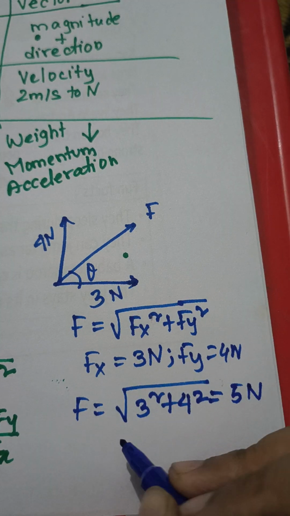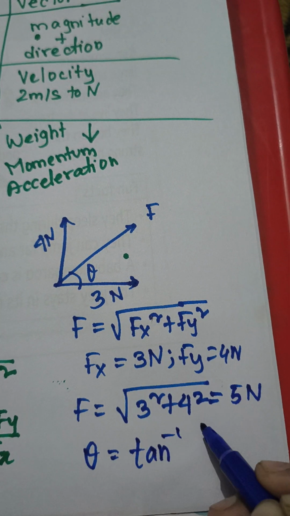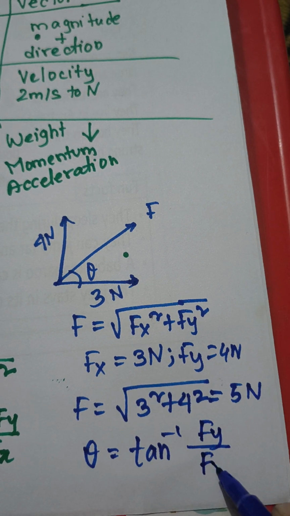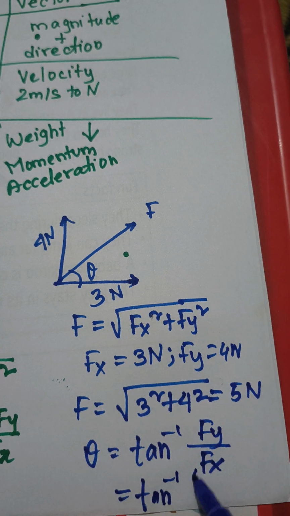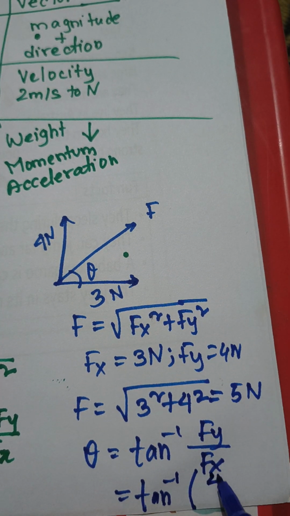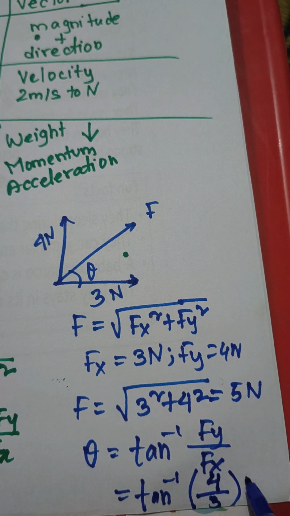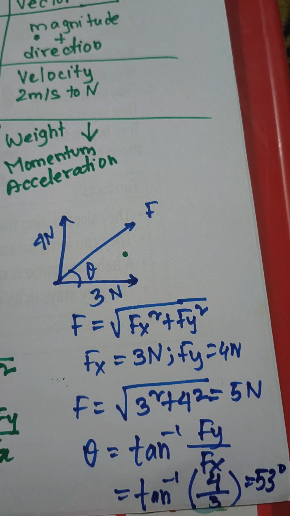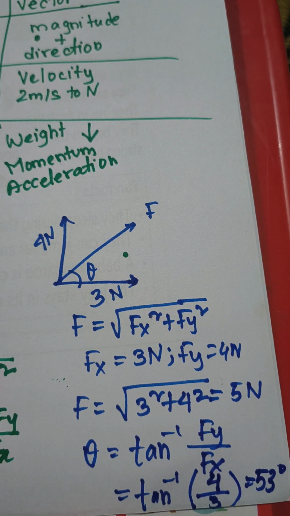To find the direction, I have to do what? Theta equals tan inverse of Fy over Fx, which is theta equals tan inverse of 4 over 3, which gives me 53 degrees. I hope you understood how to find both the magnitude and direction of a vector quantity.